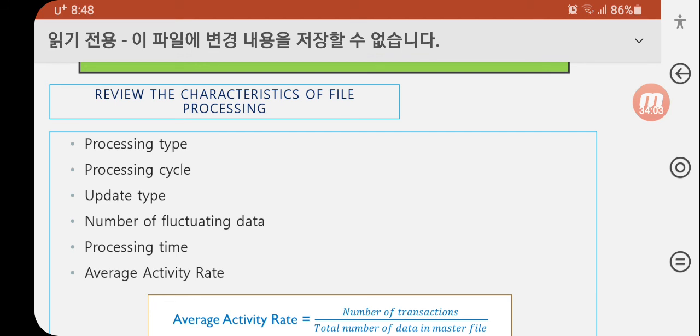Processing time is necessary to grasp the processing time required for the processing required for the file, and actually grasp the access time required for the inquiry processing, the task that requires immediate processing. Finally, average activity rate is number of transactions divided by total number of data in master files.